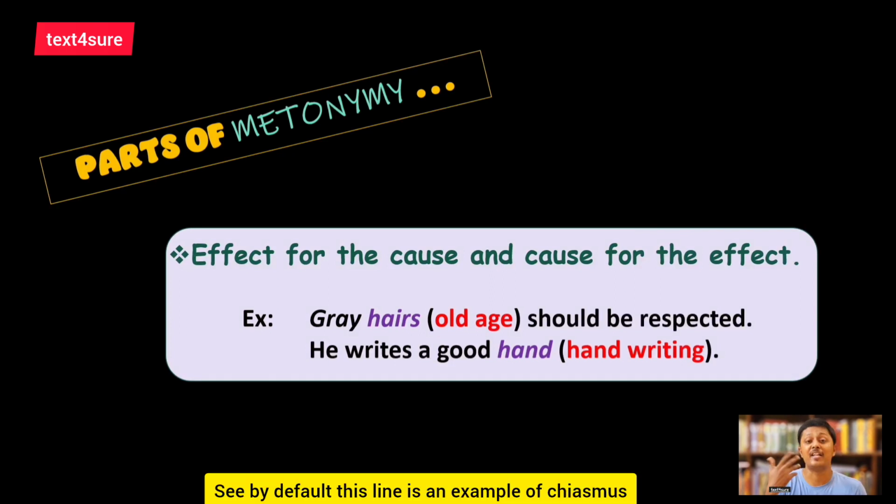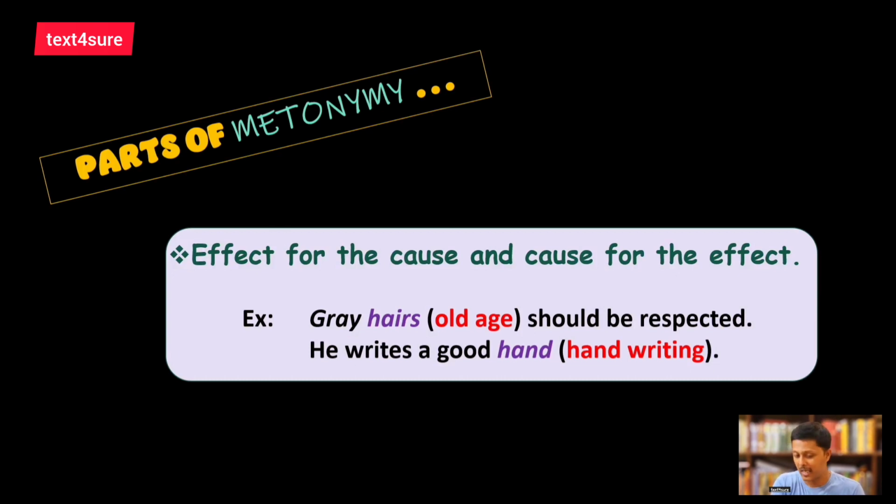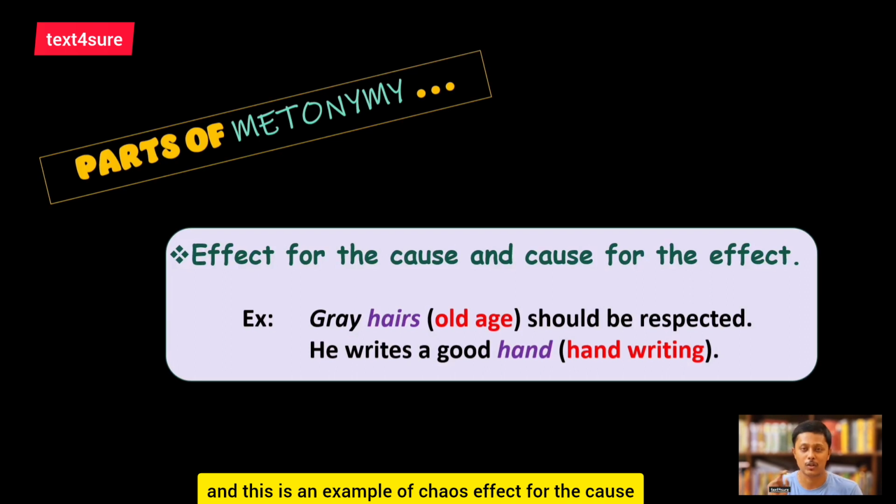See, by default, this line is an example of chiasmus, and I have already explained in other videos what is called a chiasmus, and this is an example of chiasmus, effect for the cause and cause for the effect. Well, gray hairs, old age should be respected. Gray hairs here, or gray hairs in total, suggest old age. So this is a reference effect for the cause. So the effect is gray hairs, the cause is old age.